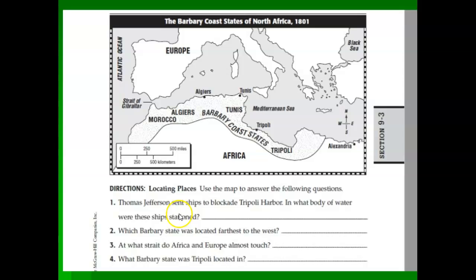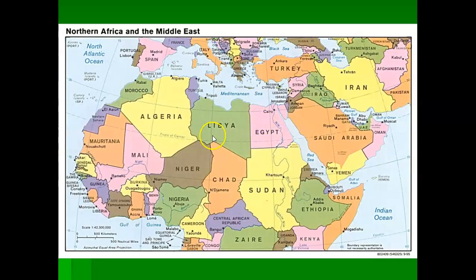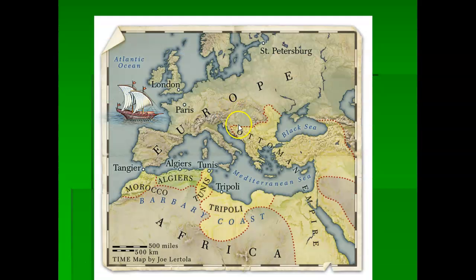The first one says, which body of water did Thomas Jefferson send ships to blockade the harbor at Tripoli? Well, that would be the Mediterranean Sea. If we look here, you can see a political map with straight lines, and you would understand that these are political boundaries. But again, you see the Mediterranean Sea there, and here is one of the time period, showing you those Barbary Coast states again.